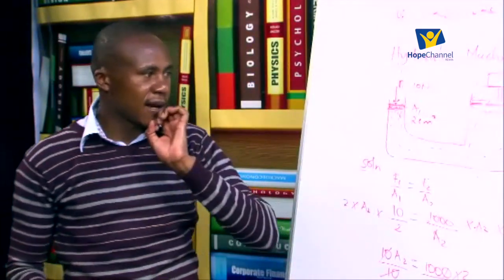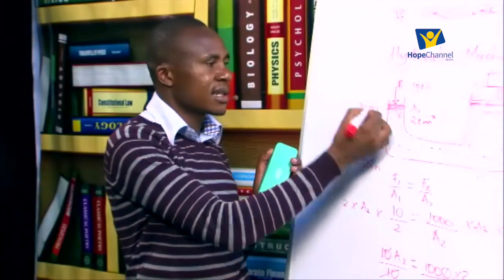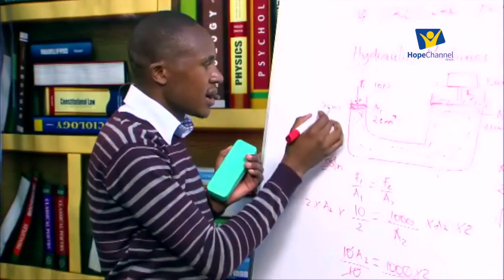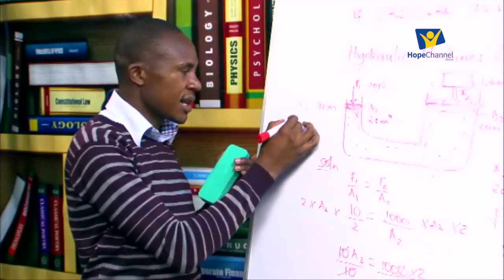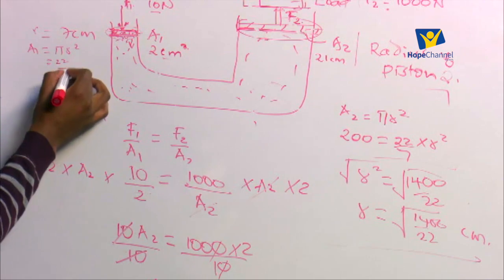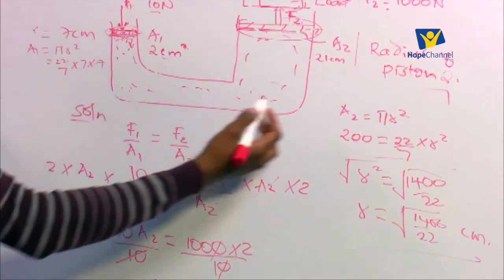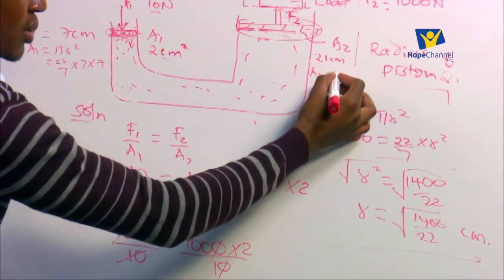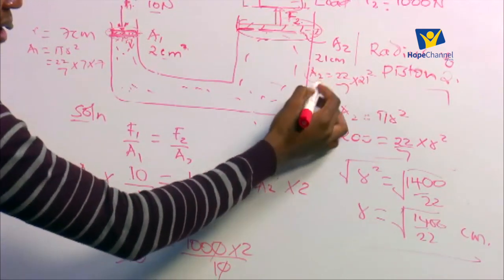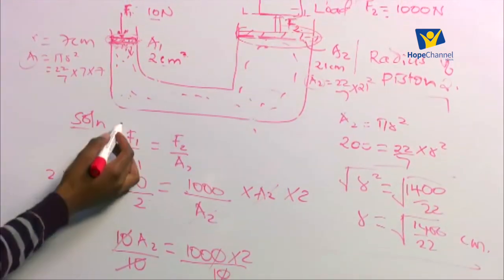Or at times you can be given the radii. The radius of the first piston, say, is 7 centimeters, and the radius there is 21 centimeters. You find the areas first. If this is the radius, you have to first find A1, which will be equal to pi r squared. So this is 22 over 7 times 7 times 7. And on the other side, A2 will be equal to 22 over 7 times 21 squared. So you get the area A2. Then you substitute in the formula and use it.